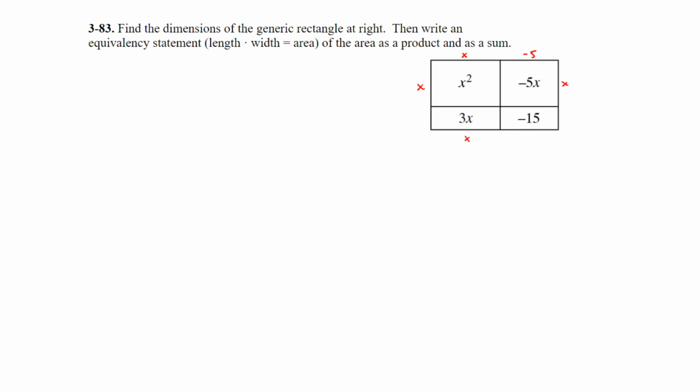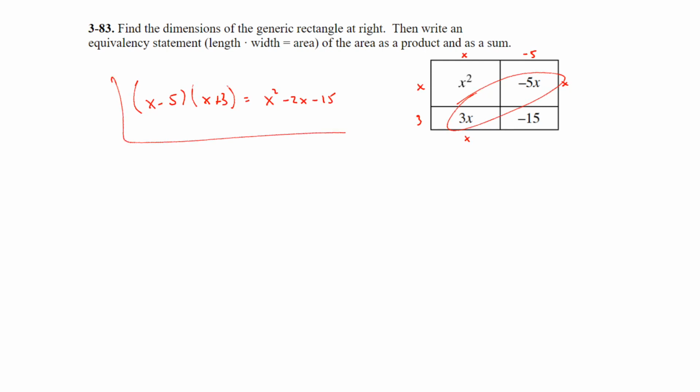On this one, this side we know is x from above. X times what gives us 3x? So that would be a plus 3. And then you'll notice 3 times negative 5 is negative 15. So we're going to have a length of x minus 5, a width of x plus 3, and that is equivalent to those tiles, which is x squared, don't forget combine your like tiles, minus 2x minus 15. So this is the equivalency statement that we're looking for in all these problems. This is the product, which is the length times the width, is equal to the sum of the parts.